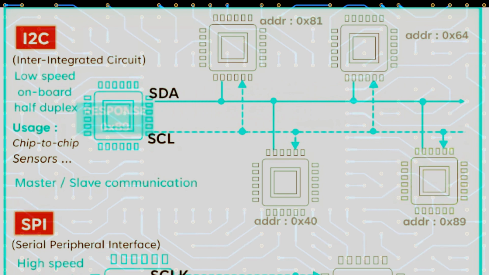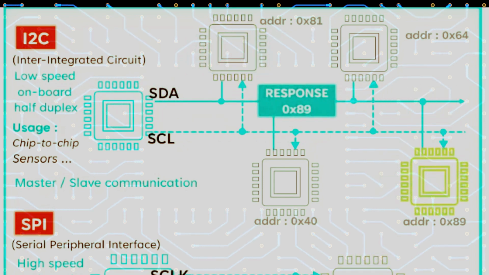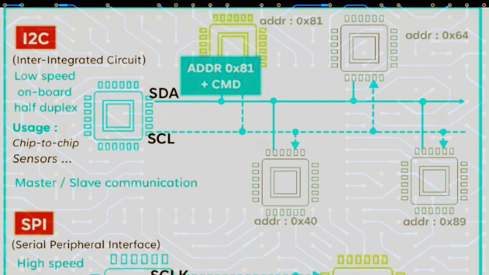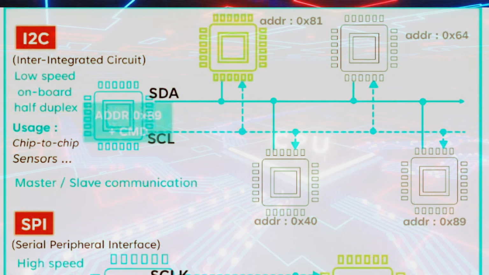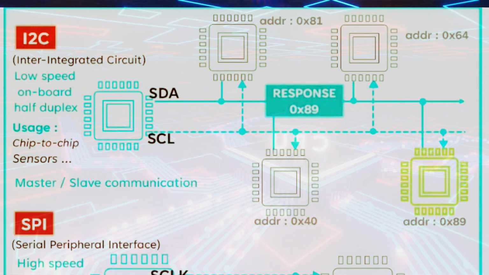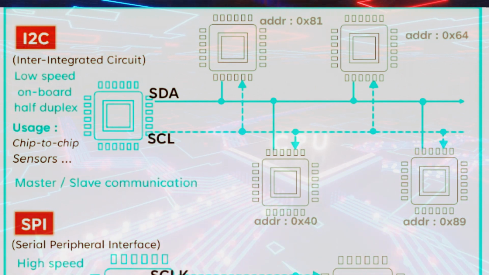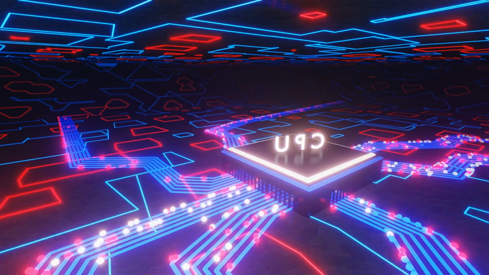I2C supports multiple devices connected to the same bus, each identified by a unique address. It features built-in arbitration and collision detection mechanisms to ensure reliable communication between devices. I2C is commonly used in embedded systems for connecting sensors, EEPROMs, electrically erasable programmable read-only memory, LCD displays, and other peripherals that require moderate-speed communication and support for multiple devices on the same bus.